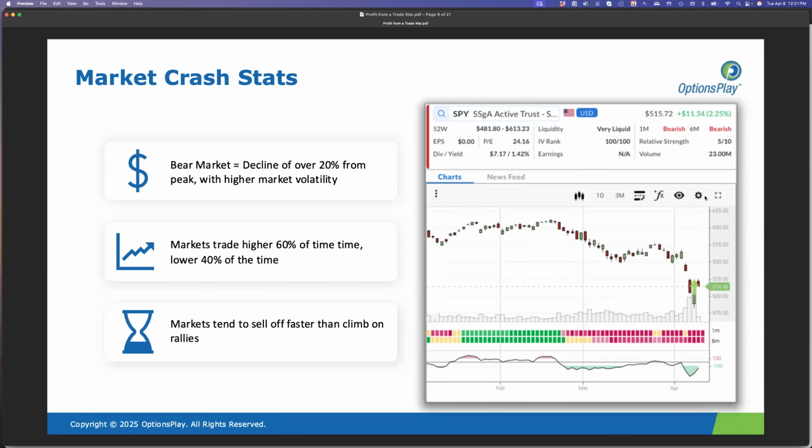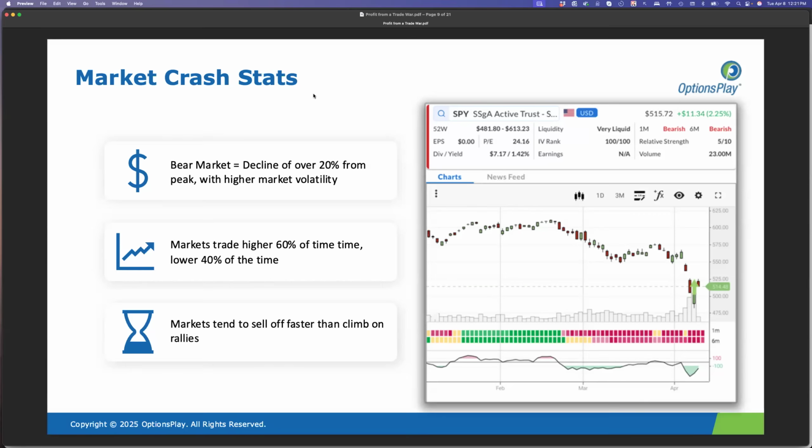So it tends to lend itself better to trading options, but it's really important to understand, statistically speaking, that when you're trading bearish opportunities, you do lose a bit of an edge because stocks only move down about 40% of the time versus 60% of the time they tend to move higher. And the last thing is really no surprise to everyone who's watched the markets over the last couple of days: markets tend to sell off much faster than they climb on the rallies.